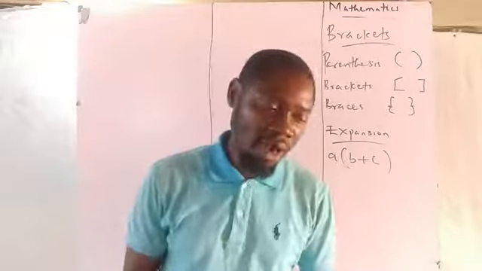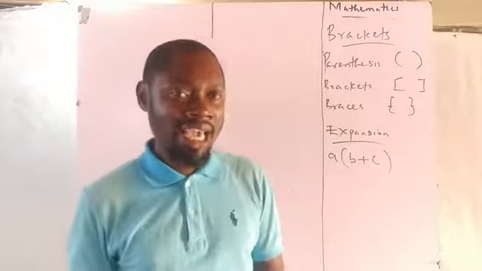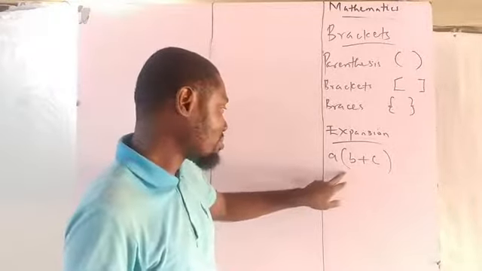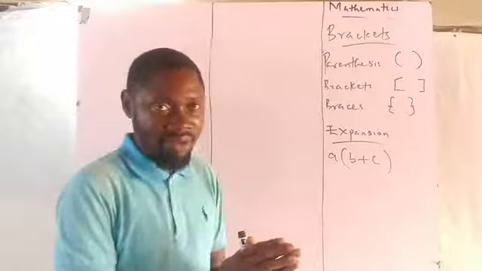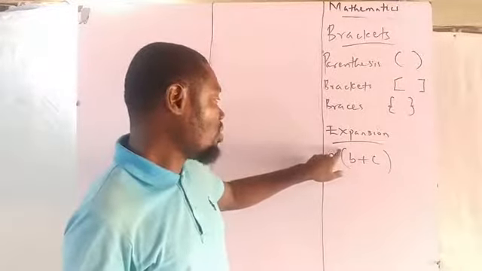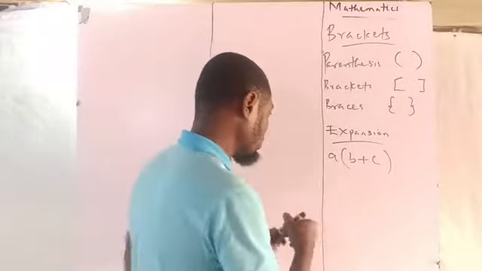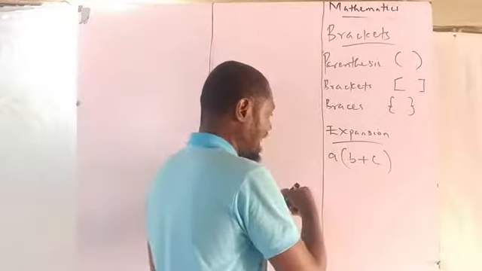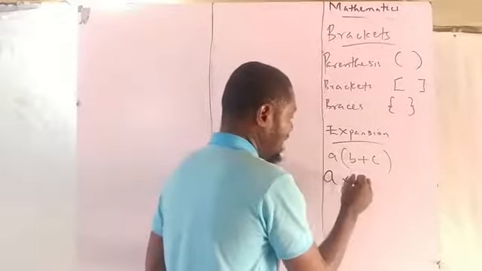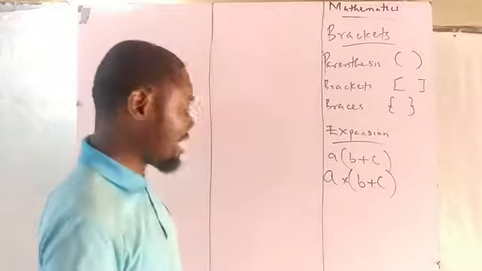Just like in algebra where we have AB as A times B, YA as Y times A. This is A and the bracket coming together, joined together. It means what you have in between the bracket and the letter is times. So this is simply A times the bracket B plus C. So we want to expand the bracket.